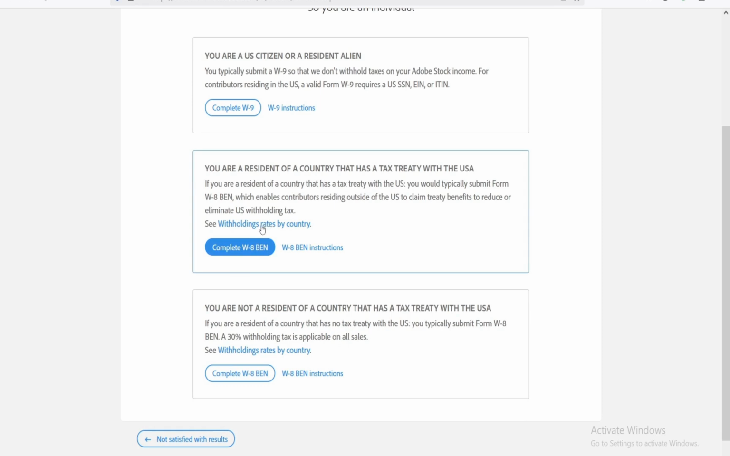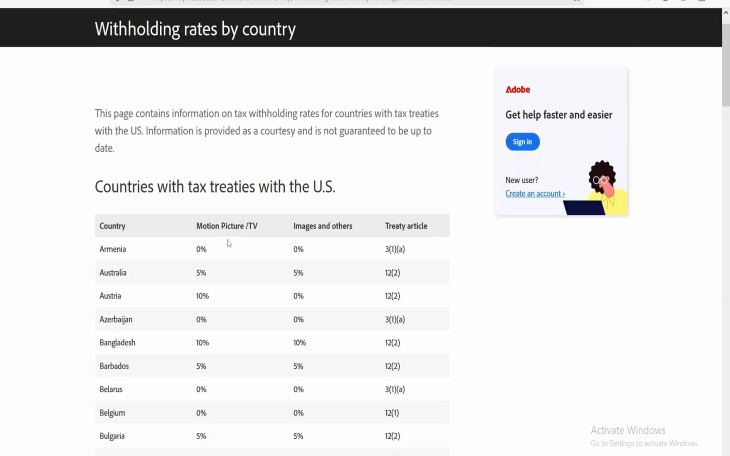You can see your country from here. Click on this. You'll see your country. Does it have a partnership or something with the United States?